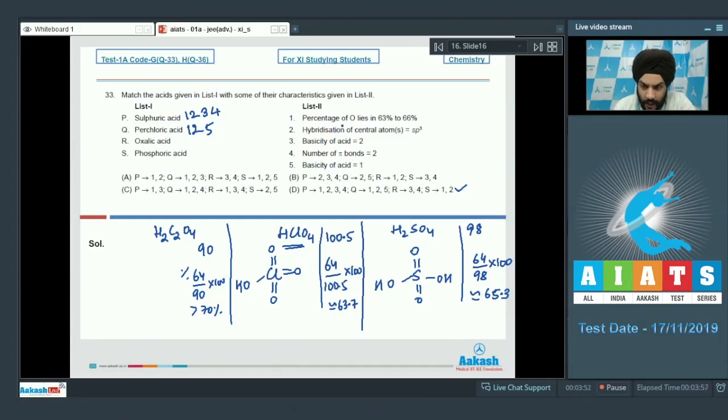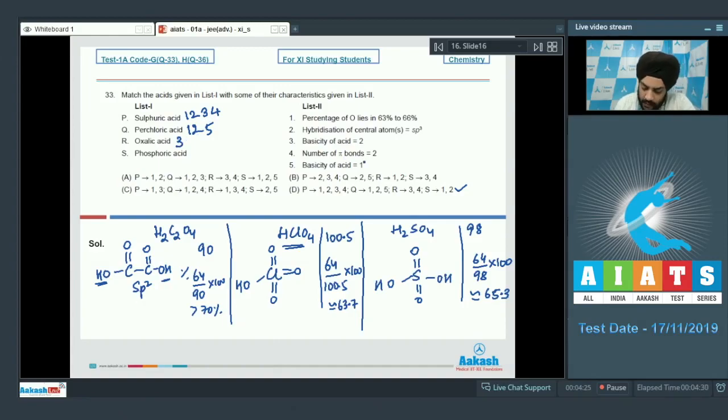If we talk about the second option, hybridization of central atom is sp3. So we can draw the structure of H2C2O4. We have C double bond O, C double bond O, OH and OH. Okay. So the central atom or atoms are sp2 hybridized and not sp3 hybridized. So second option will not be a match again. If we talk about the basicity, so there are 2 OH bonds and both of them will be donated. Okay. So basicity of acid is equal to 2. So third option will be a match, students.